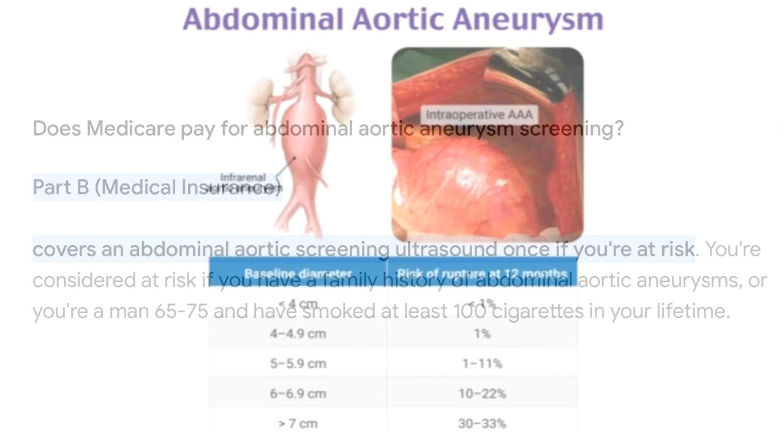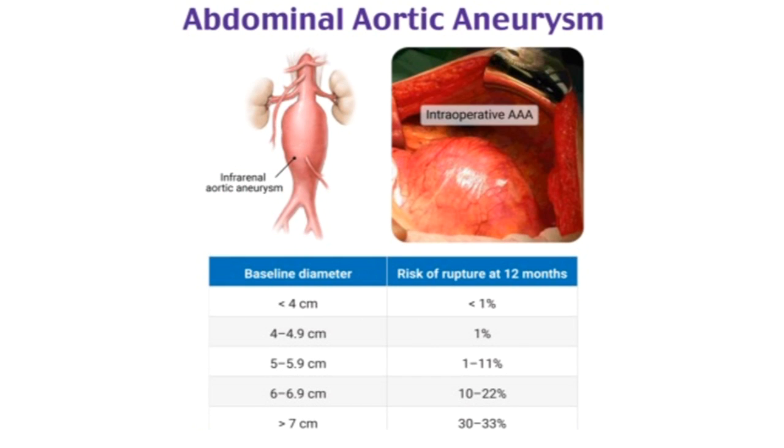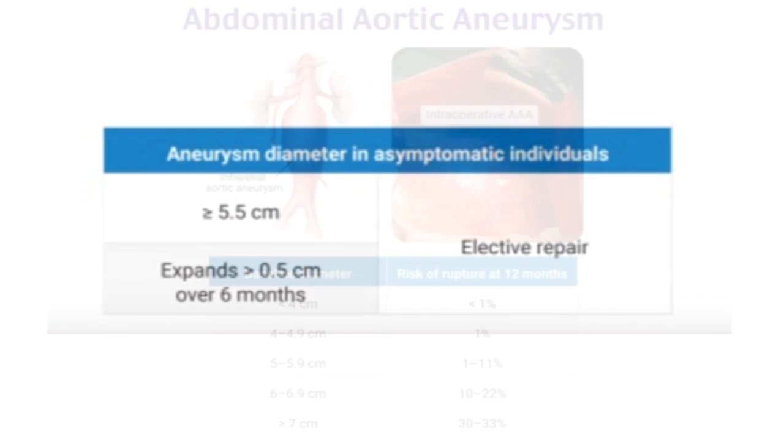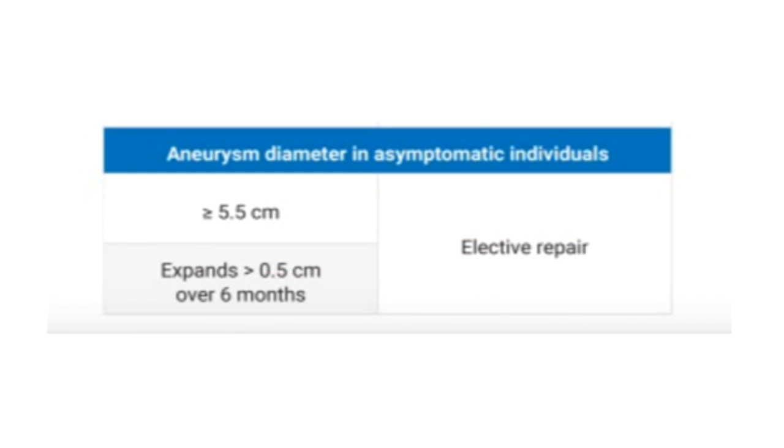So this illustration in front of you just gives you a sense of what's the chance that there's going to be a rupture, right? That's an important question to ask. And as you can see, if it's less than 4 centimeters, it's not likely going to happen, right? 1% up to about 4.9 centimeters. But when you get into the above 5 range, you can see your risk of rupture goes up 1 to 11%. And then when you're over 6, it's much higher. So those are the ranges where we start thinking about surgery. And as you can see, we're typically thinking about surgery when it's 5.5 centimeters or more.